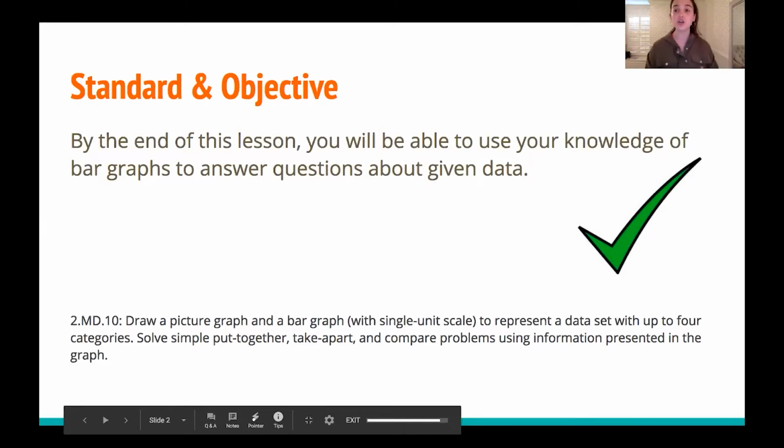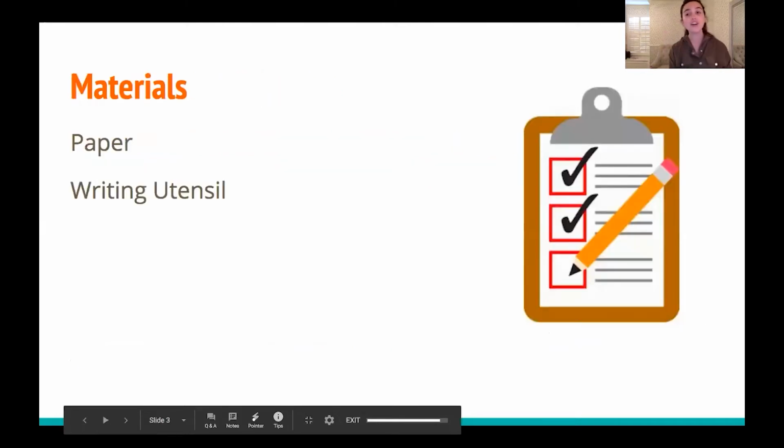And then our standard, which is just making sure that we are doing what the state and what all the other kids your age are doing. Our standard is to draw a picture graph and a bar graph with a single unit scale to represent a data set with up to 4 categories. Solve simple, put together, take apart, and compare problems using information presented in the graph. So that is what our standard is, and we're going to go ahead and move on and talk about materials.